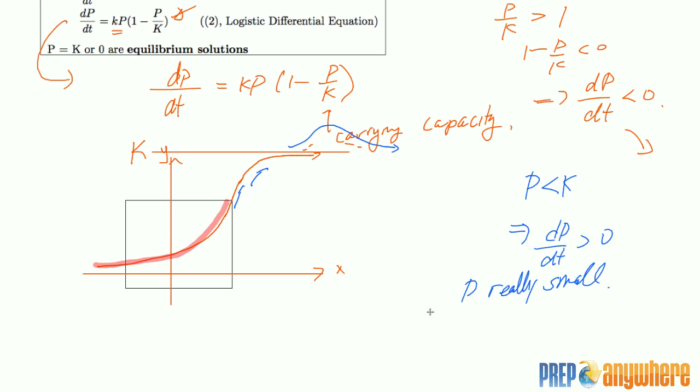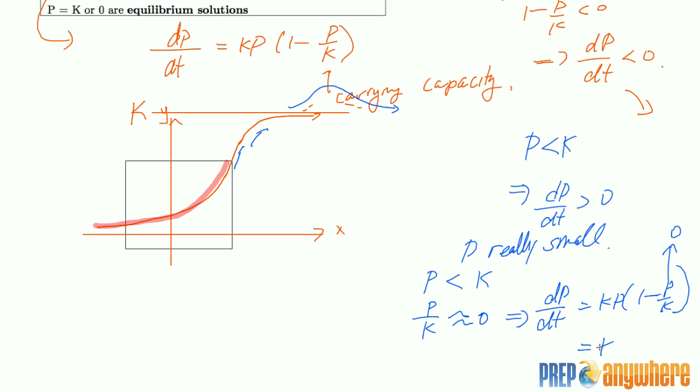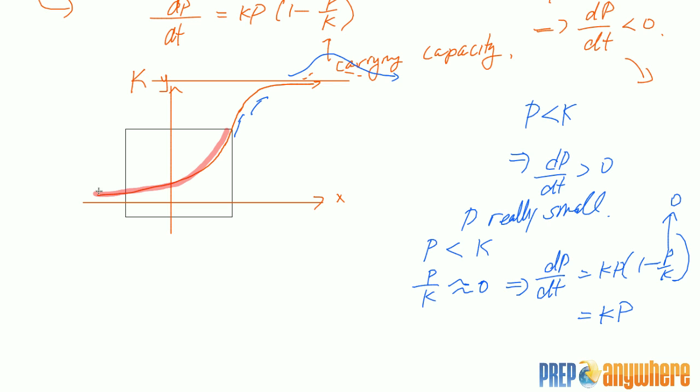But if P is really small, so let's say P is of course less than K, but really small, essentially P over K will be approximately 0. Then the dP/dt, which is kP times (1 minus P over K), if this is approaching 0, this actually becomes kP. See how it matches with the picture? If it's really small, it's essentially an exponential growth.